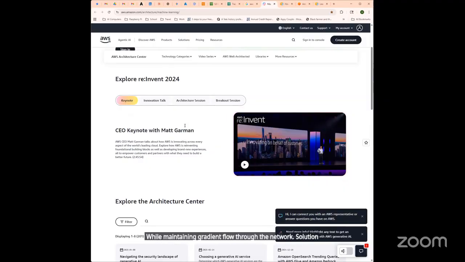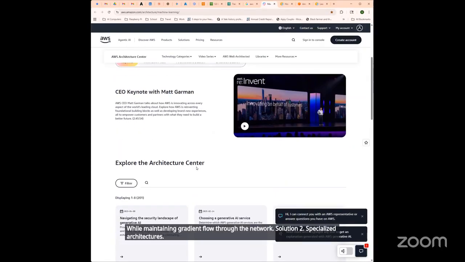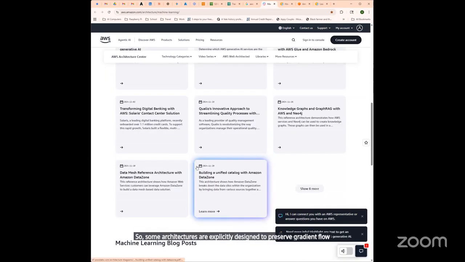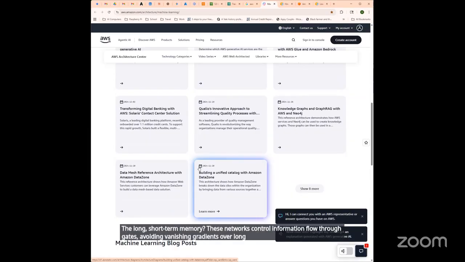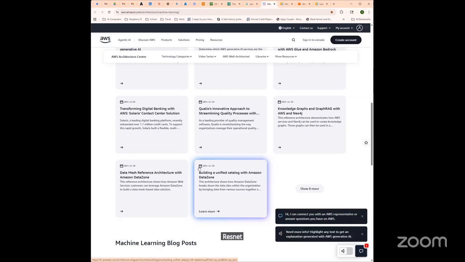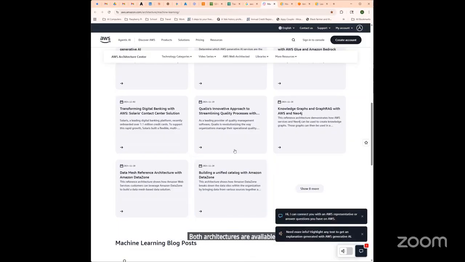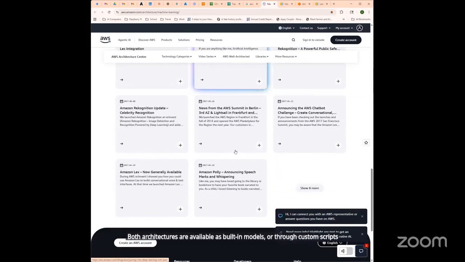Solution 2, specialized architectures. Some architectures are explicitly designed to preserve gradient flow. LSTM, the long short-term memory, controls information flow through gates, avoiding vanishing gradients over long sequences in time series and NLP tasks. ResNet, the residual network, introduces shortcut connections that allow gradients to flow directly through layers, making it possible to train networks hundreds of layers deep for image recognition tasks. Both architectures are available as built-in models or through custom scripts in SageMaker training jobs.